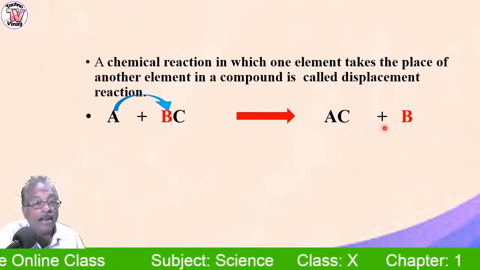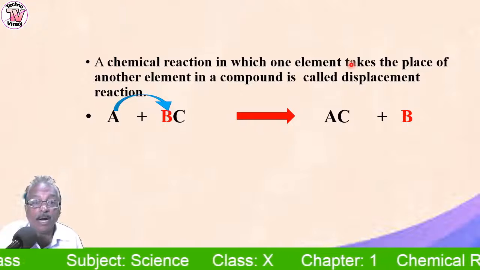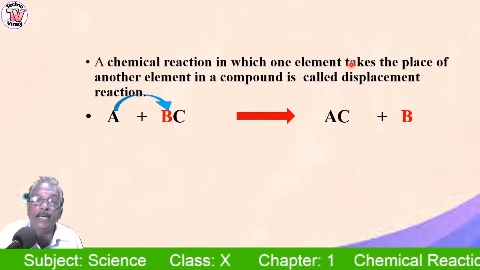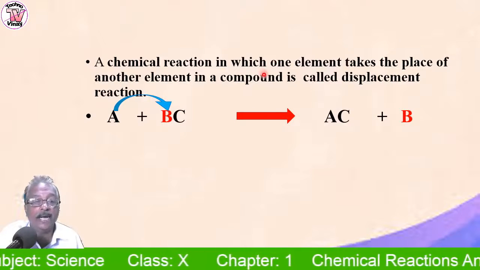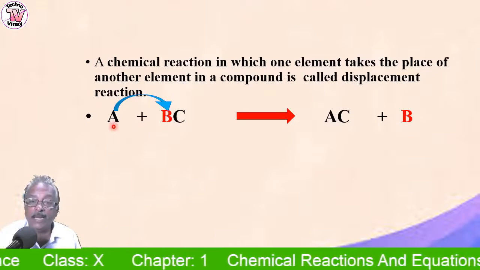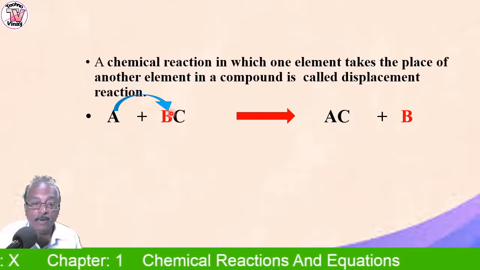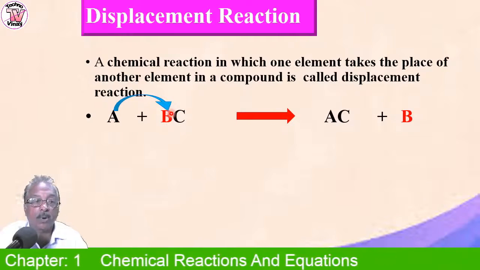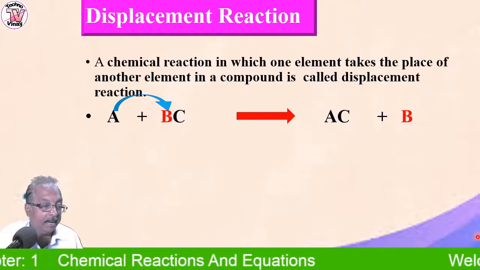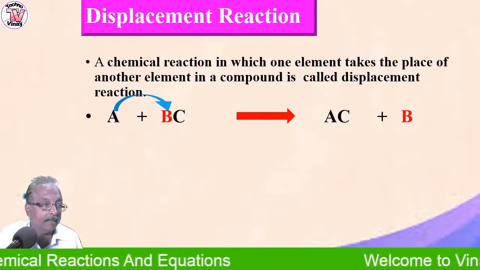So a chemical reaction in which one element takes the place of another element in a compound is called displacement reaction. Displace, the change in place. Here one reactant is going to take the place of another reactant. Followed? Such a reaction is called displacement reaction.